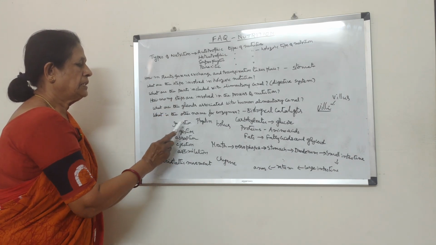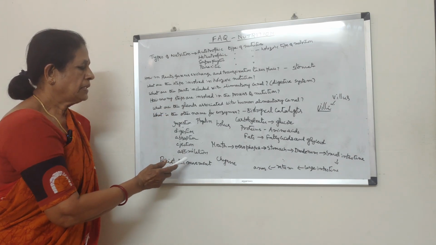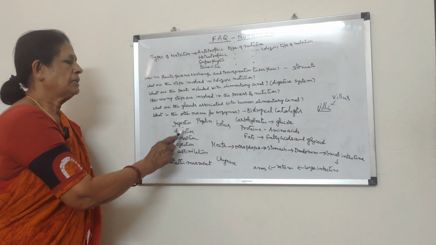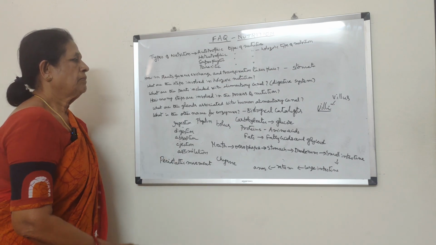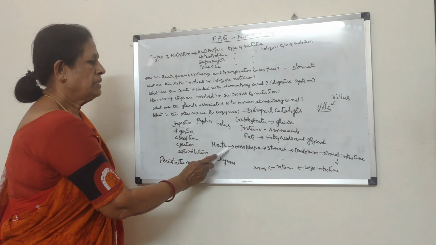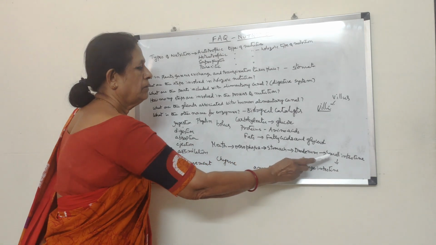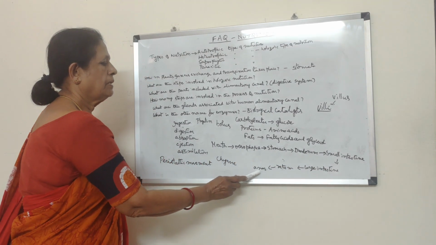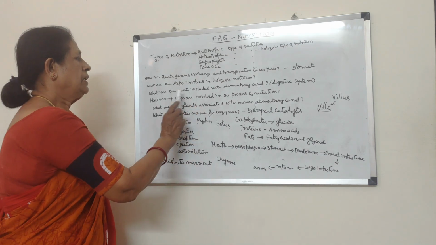What are the steps involved? There are 5 steps: ingestion, digestion, absorption, egestion, and assimilation. These are the steps involved in the process of nutrition. What are the parts included in the alimentary canal? Mouth, esophagus, stomach, duodenum, small intestine, large intestine, rectum, and anus. So these are the parts.